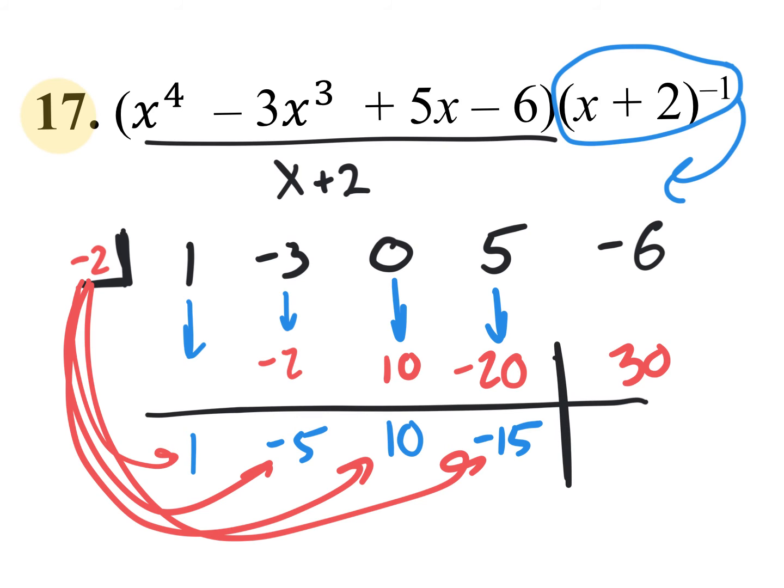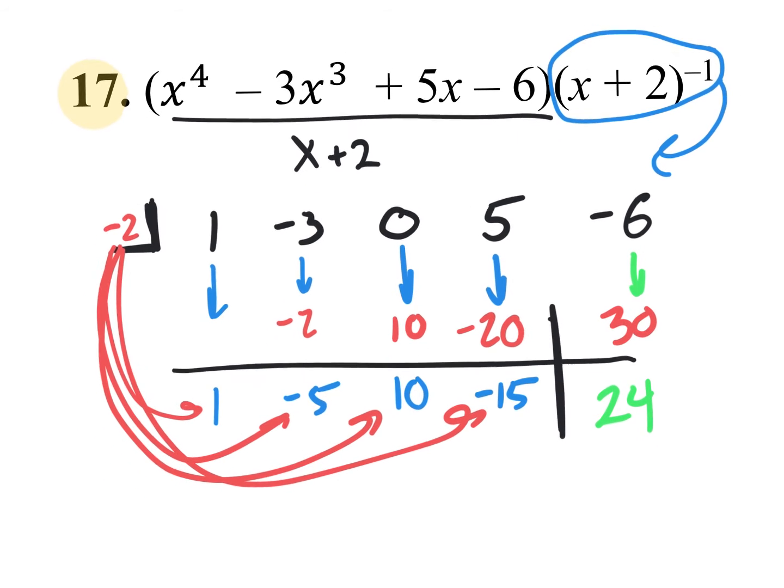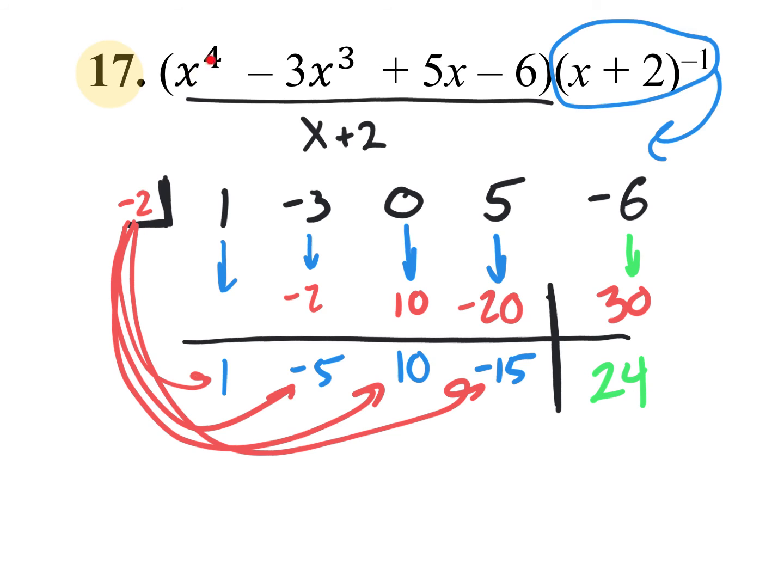And right here is our remainder. Negative 6 and 30, that is 24. And that's our remainder. So what is our answer? It starts with x to the fourth divided by x. So what should our first answer have?